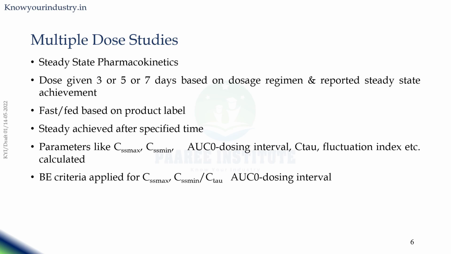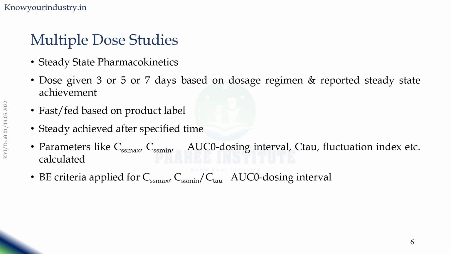After steady state achievement, the pharmacokinetic blood samples will be taken for the duration of the dosage regimen. That means if it is twice daily, for 12 hours the pharmacokinetic samples will be taken. If it is once daily, 24 hours. Thrice daily means for 8 hours the sampling will be taken and the pharmacokinetic parameters will be calculated. So this is fasting or fed based on the product label. I gave you the example of metformin.